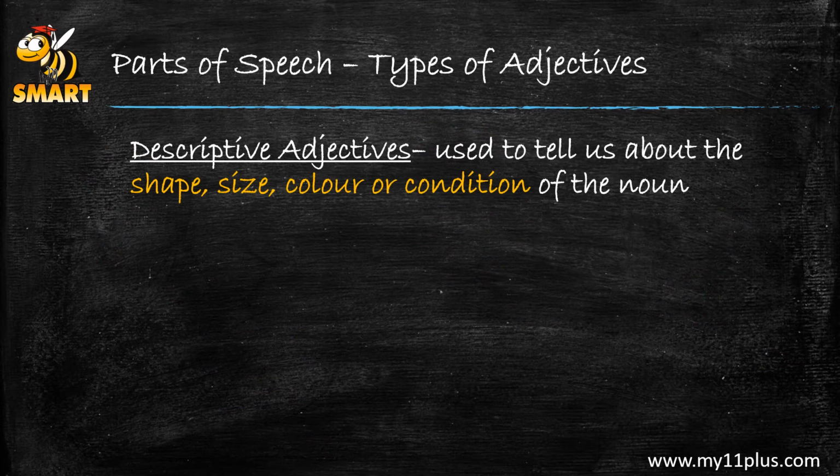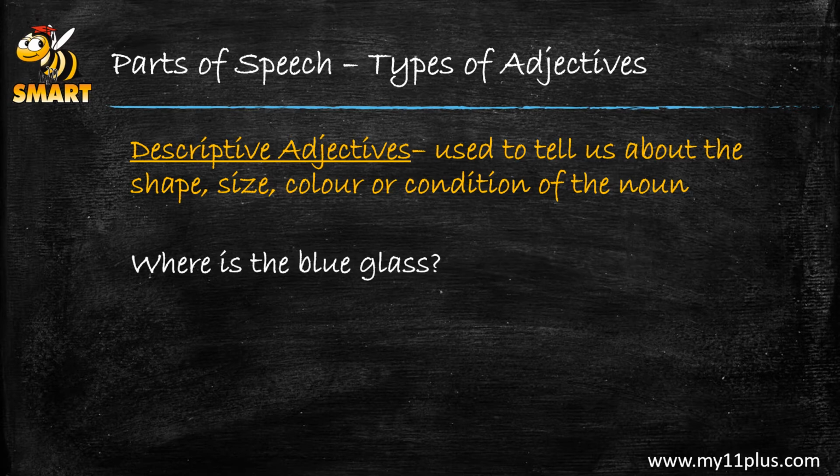We can classify adjectives by what they tell us about the noun. So for instance, we have descriptive adjectives that are used to tell us something about the shape, the size, the color, or the condition of the noun. Let's take a look at a couple of examples.